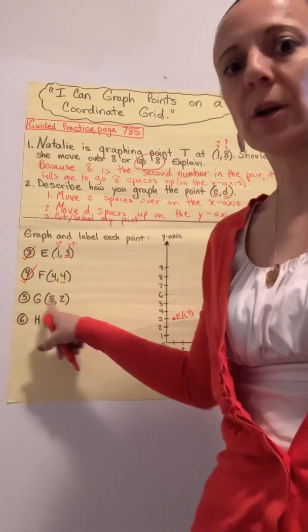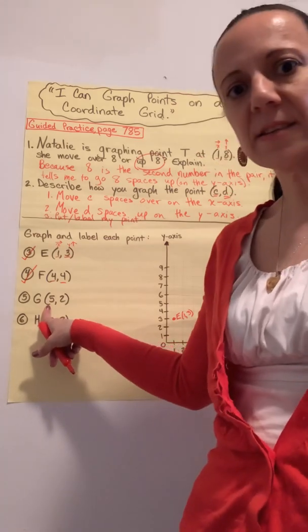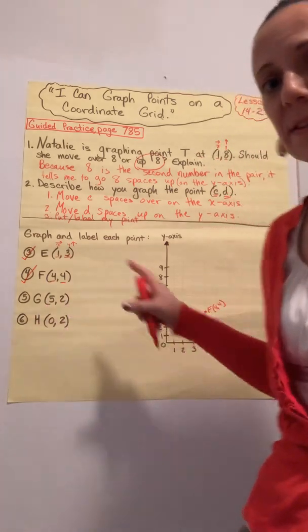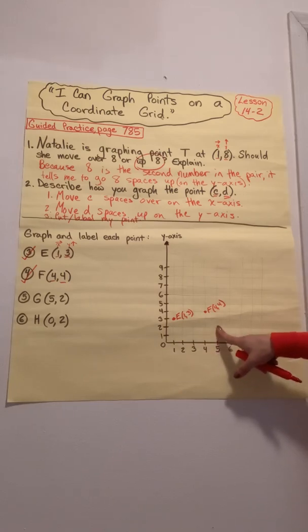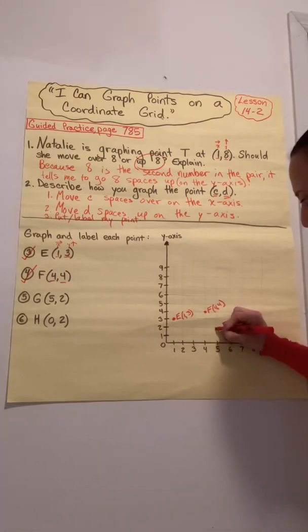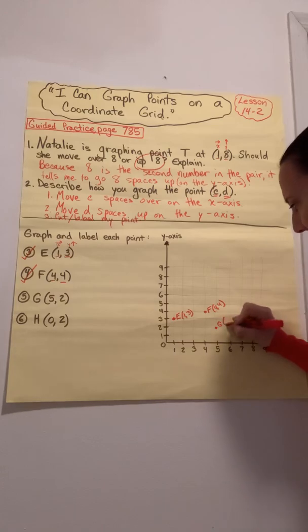Okay, G is at 5, 2. So I'm going to go 5 over on the x-axis, 2 up on the y-axis. So I'm going to go over to the 5 and then up to the 2. Here we go. Here's point G, 5, 2.